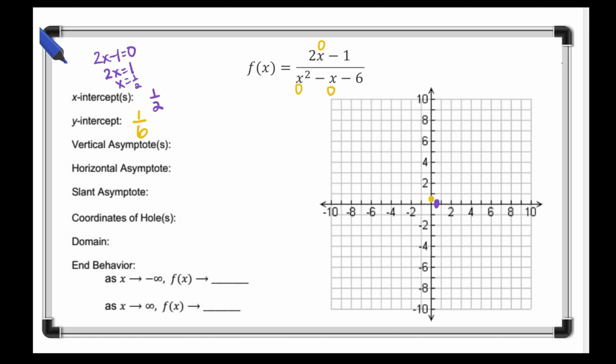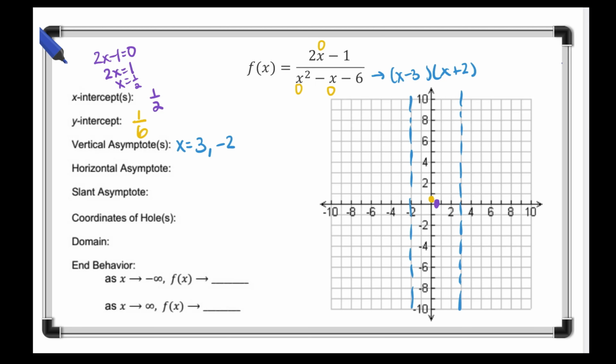So we're going to go ahead and graph that. Your vertical asymptotes are where your denominator equals 0, so you will actually need to factor that. You're going to get x minus 3 and then x plus 2. If I set those both equal to 0, I get 3 and negative 2. So we're going to draw that imaginary dotted line here to indicate where my asymptotes are.